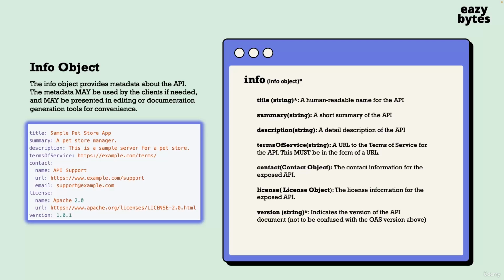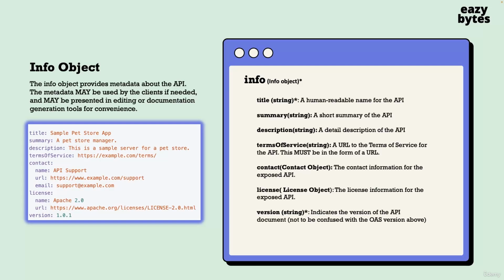After the summary and description, we can use the terms of service. So using this field inside the info object, we can provide a URL where my clients, whoever is consuming my APIs, can read these terms and agreements so that they are very clear about what are the terms and rules that they need to follow whenever they are consuming my APIs. And the value that we mention against the terms of service has to be a URL value.